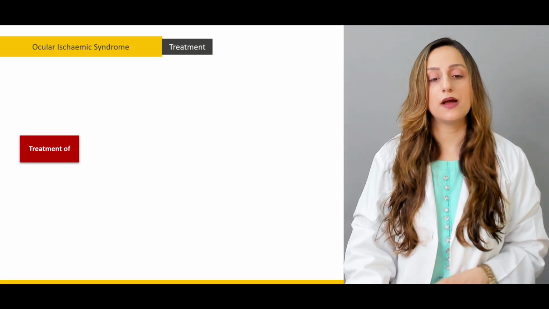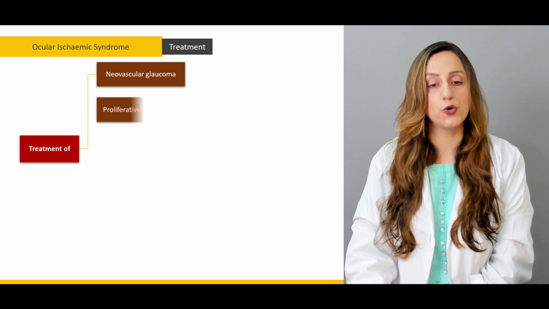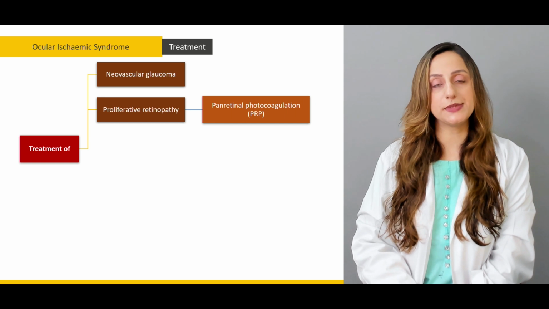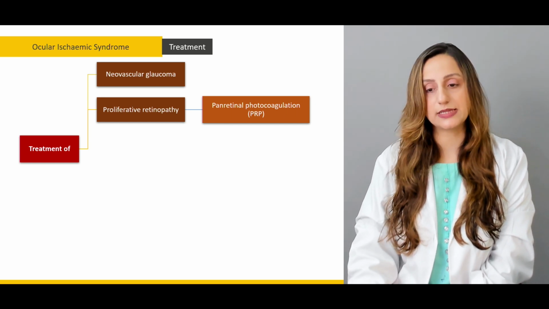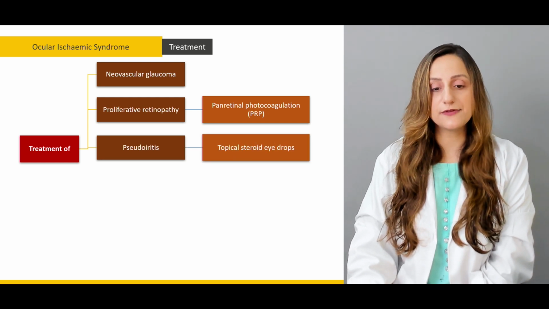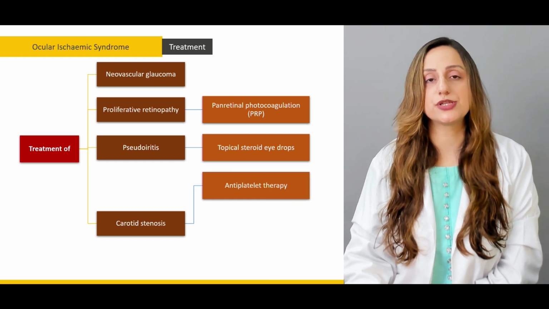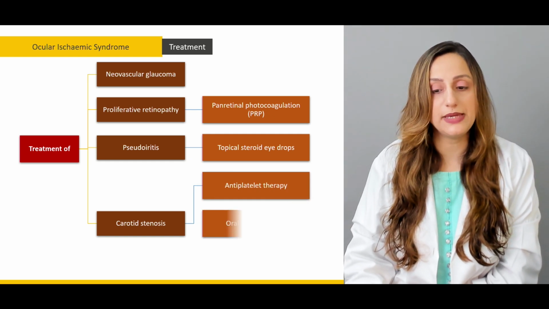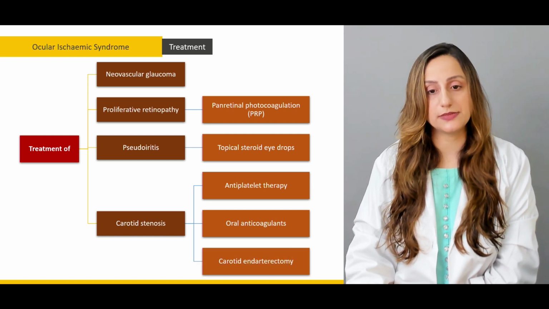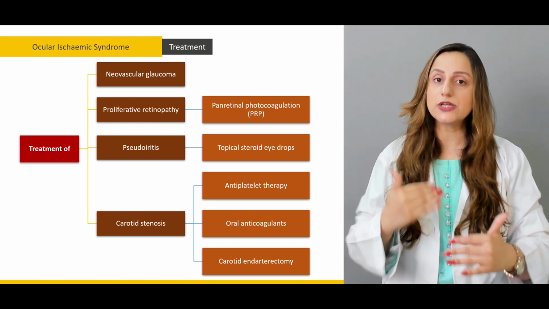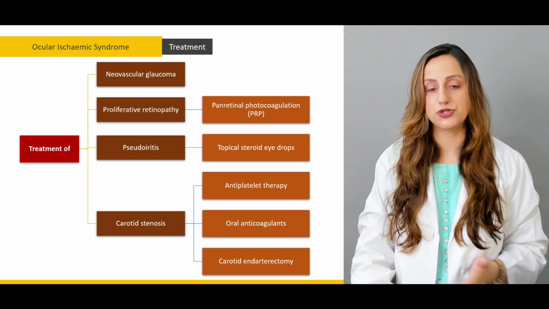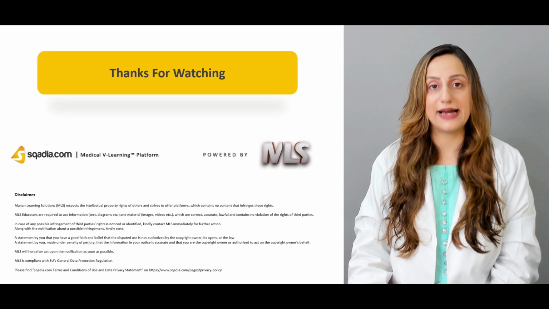The treatments would include the treatment of neovascular glaucomas, proliferative retinopathies. For proliferative retinopathies, you're going to carry out the pars plana vitrectomies or the photocoagulations. For the pseudo-iritis, topical steroids are given. And then for the carotid stenosis, you're going to carry out the antiplatelet therapy, oral anticoagulants, and then finally the carotid endarterectomy. So these are the particular specific treatments as well for the particular complications, and then obviously the underlying cause is going to be treated along with these treatment guidelines.